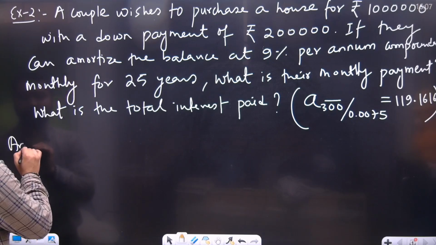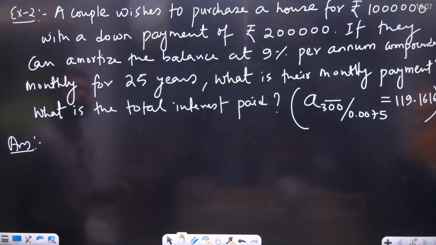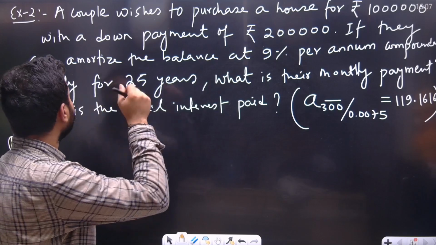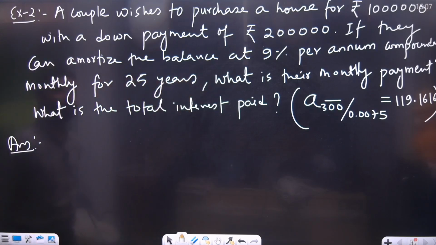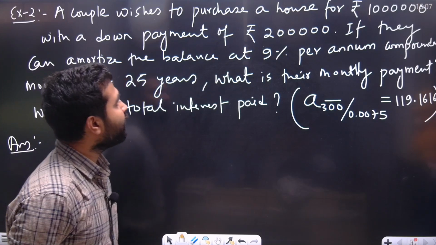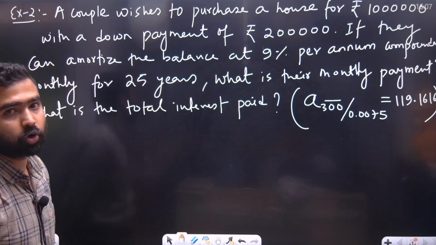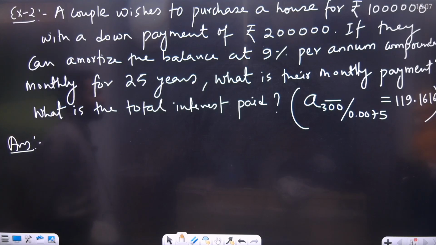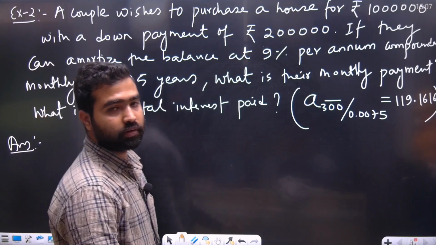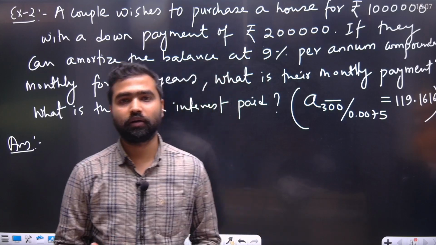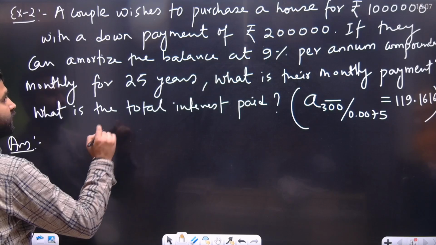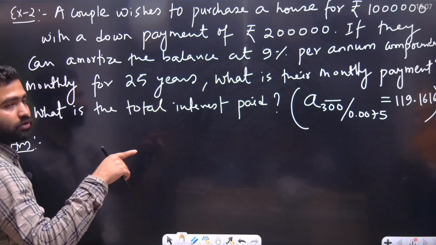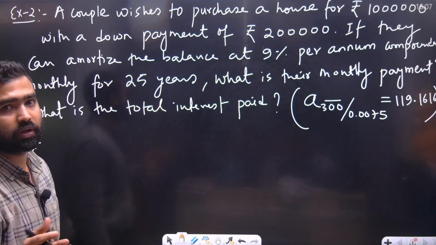Okay. Now let's solve this question. Okay, you can see a couple wishes to purchase a house for rupees 10 lakh with a down payment. At the time of purchase the couple made a down payment of rupees 2 lakh out of 10 lakh, right? So they paid already 2 lakh. So how much amount is left? 8 lakh, right? Because that 8 lakh they have to borrow from the bank or from the lender.